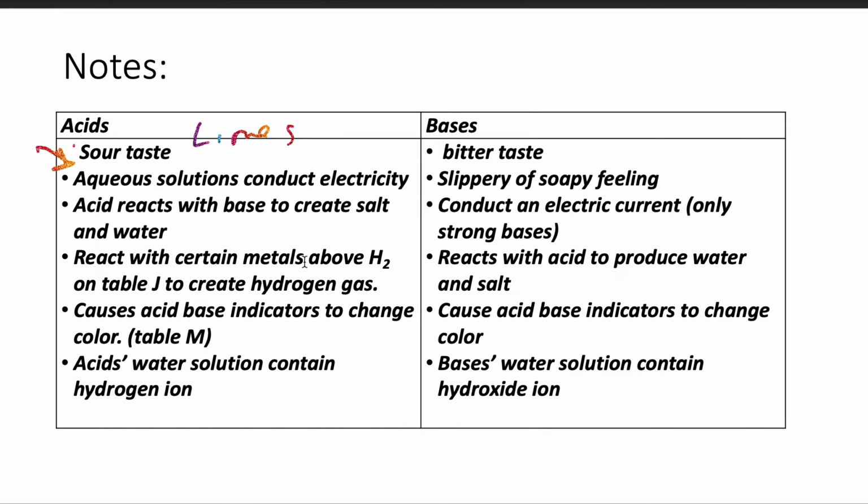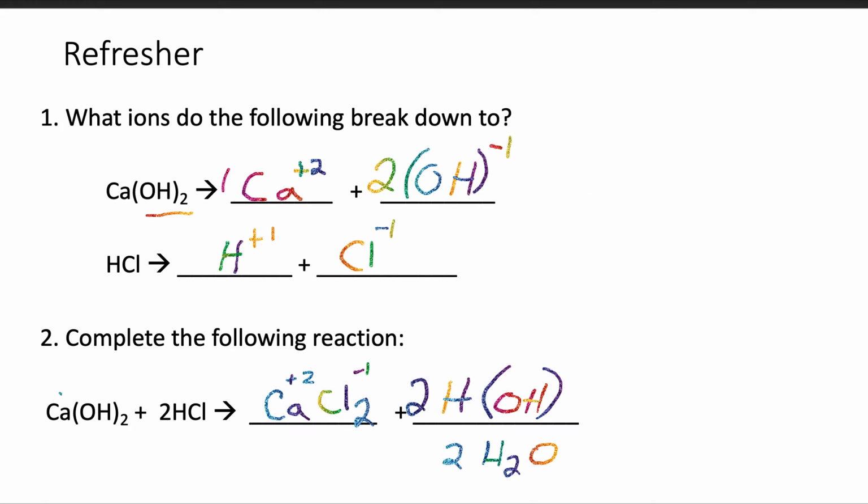They react with certain metals above H2 on Table J to create hydrogen gas. They cause acid-base indicators to change color, and we're going to talk about that later down the road. Acids in water solutions contain hydrogen ions. And what I mean by that is that when they dissociate, they form H+ ions. If we go back to the previous slide, this is what I'm talking about. We have an acid here that dissociates to give you a hydrogen ion.